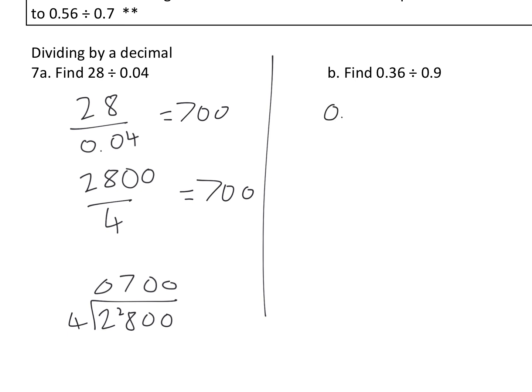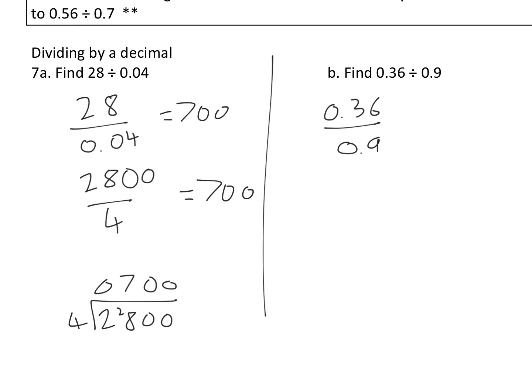Okay, next one, 0.36 divided by 0.9. I don't mind so much that this is a decimal. I'm bothered by the 0.9. I want to make it a whole number. I could make it 9 if I times by 10. If I times by 100, I could make it 90. I don't want to divide by 90. I'd rather divide by 9.